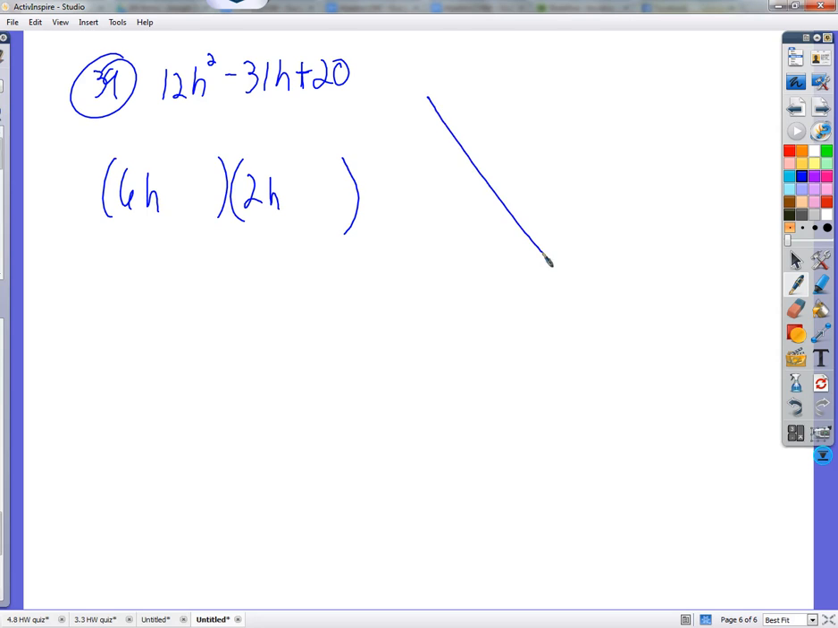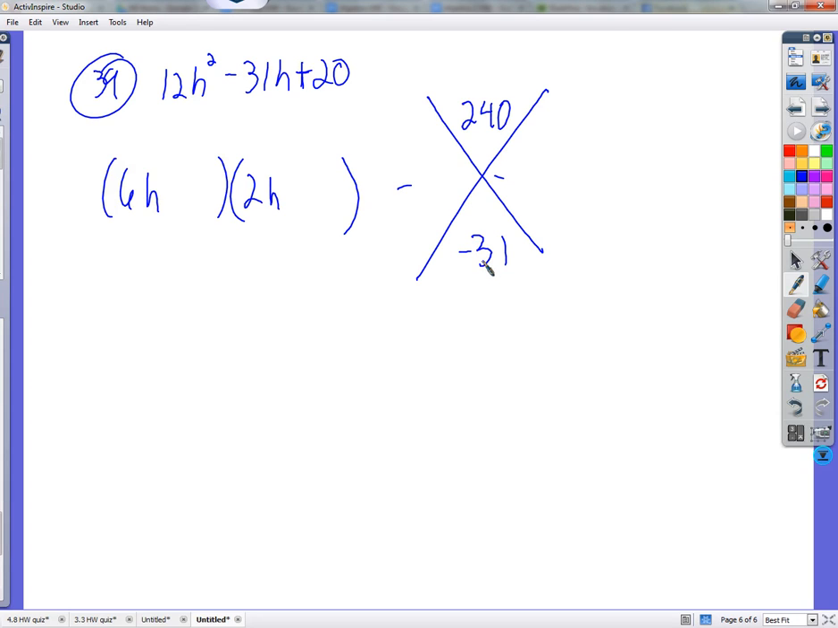The AC method. We draw this not because it's x, it's just to organize our thoughts here. So AC means A times C, which gives us 240. And down here, negative 31, just B. And what numbers are we trying to find here? They multiply and then add. When I multiply to make a positive and add to make a negative, so we know that they're both negative.